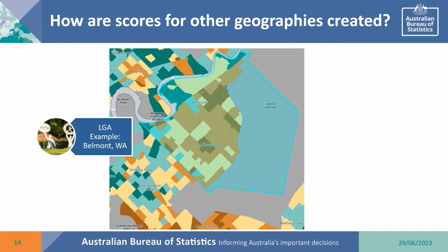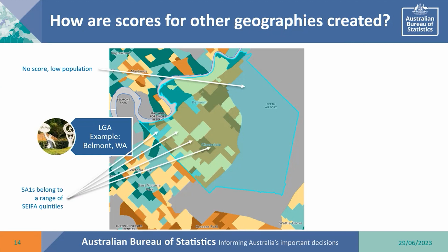Now, Belmont LGA is made up of 94 SA1s, each with its own SEIFA score. As you can see, we have an SA1 with no score, and we have SA1s belonging to a range of SEIFA quintiles.